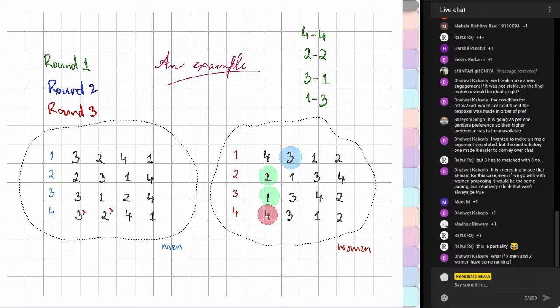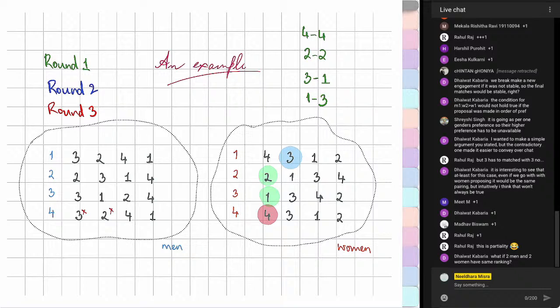And Rahul is saying this is partiality. That's correct. It does seem like this algorithm feels kind of asymmetric, right? And indeed it is asymmetric. But to me personally, it's not asymmetric in the way that I would expect. Intuitively, I would have thought that the men proposing algorithm is good for the women, but it turns out that it is not.